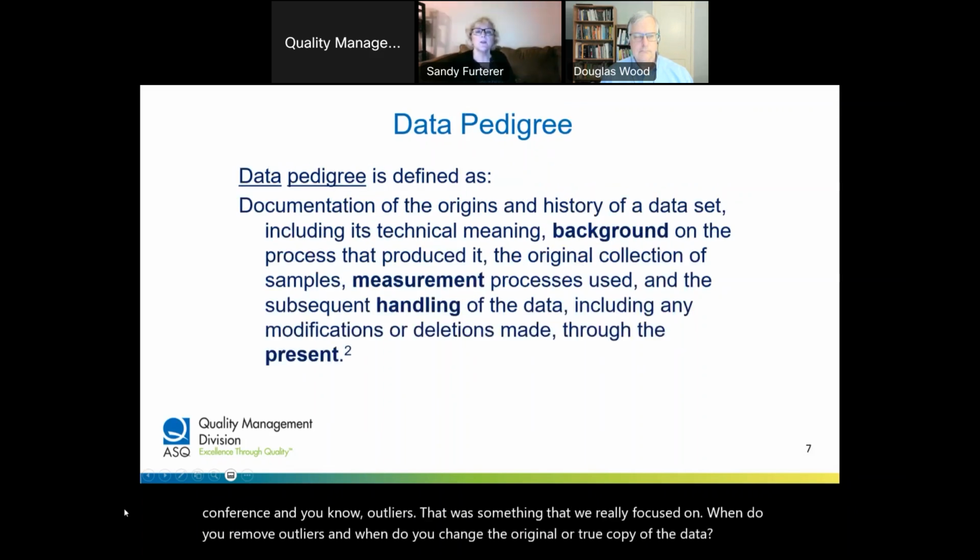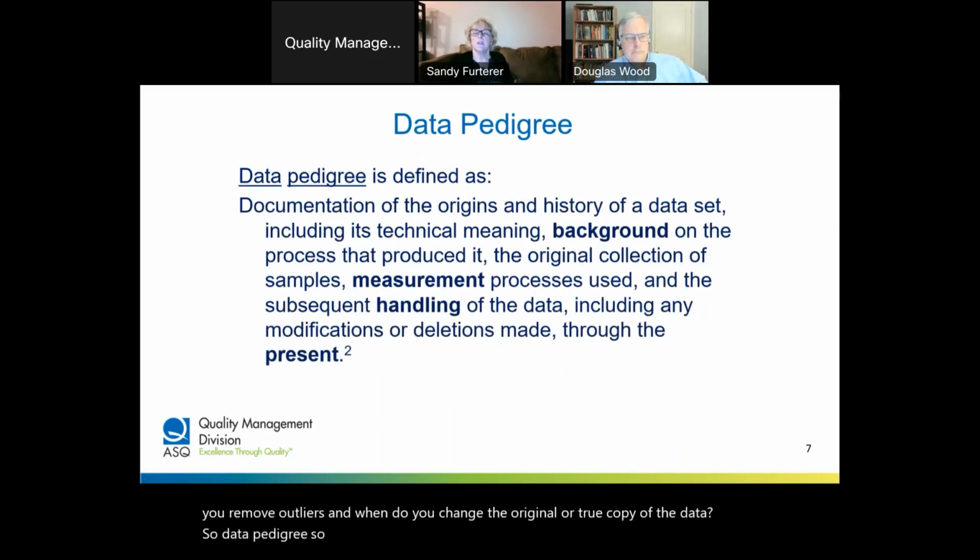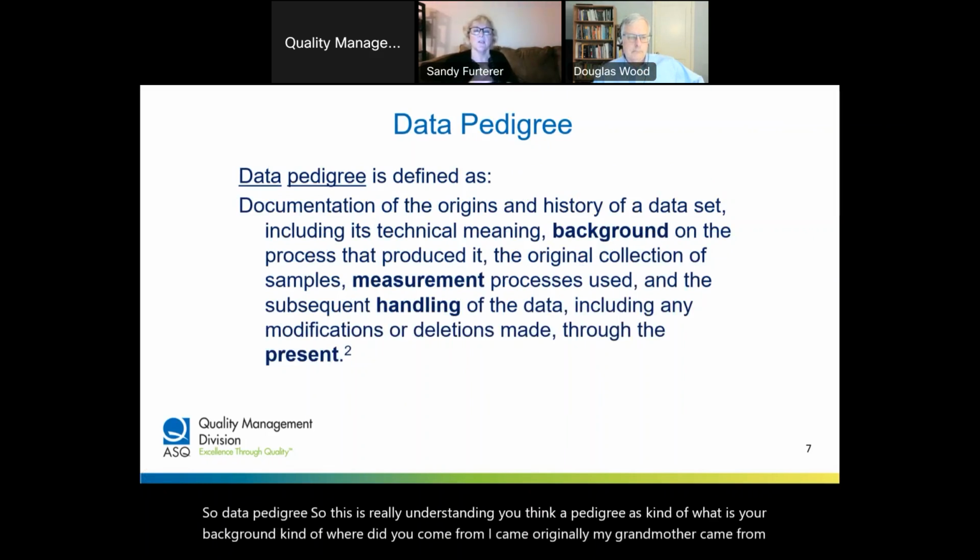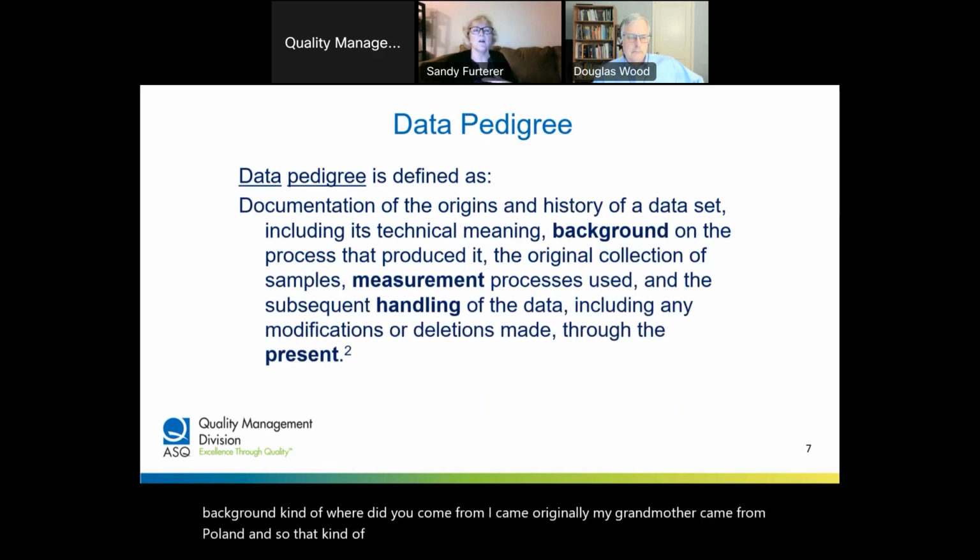So, data pedigree. You think of pedigree as kind of what is your background, where did you come from? I came originally, my grandmother came from Poland. People say that and it's like, Polish, Poland. Oh, that kind of gives you the pedigree. Okay, you're Eastern European and all this kind of stuff.